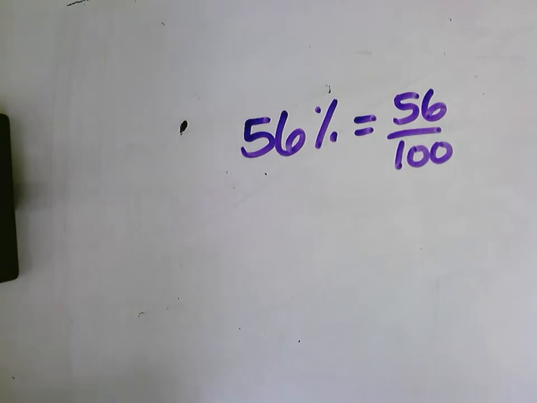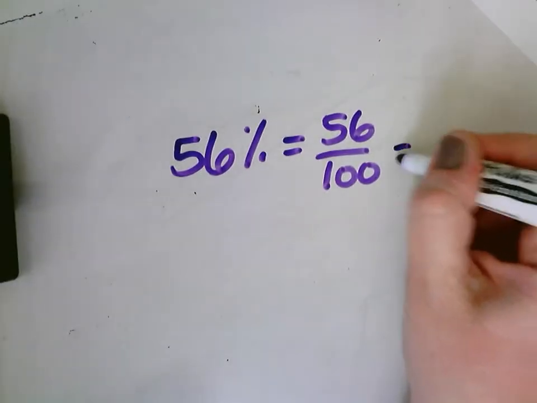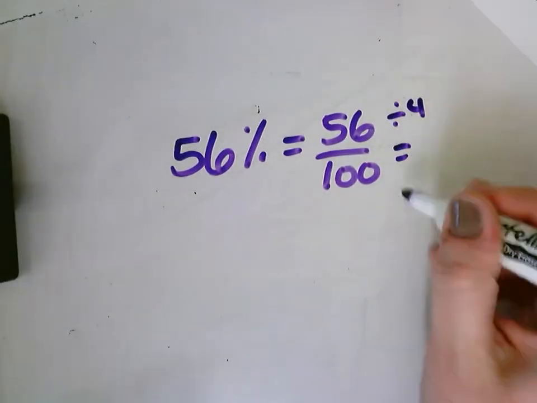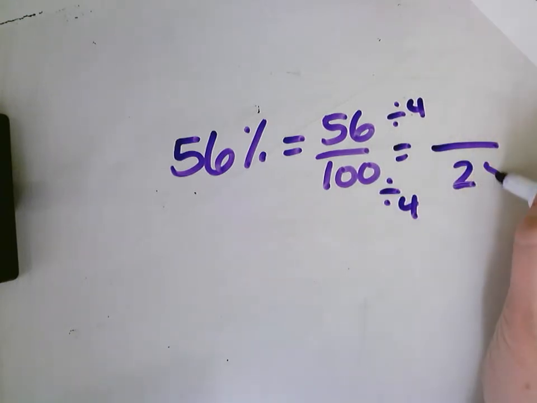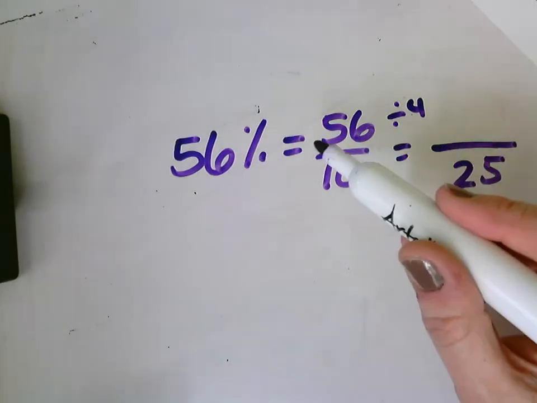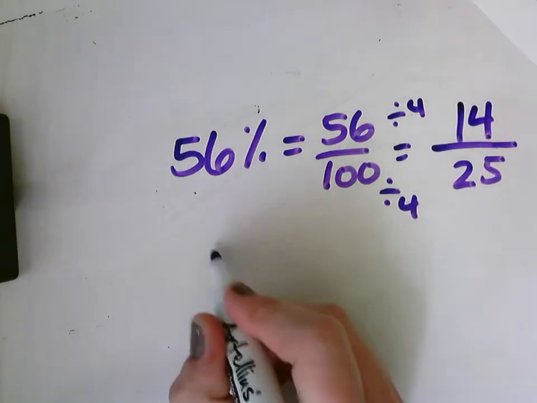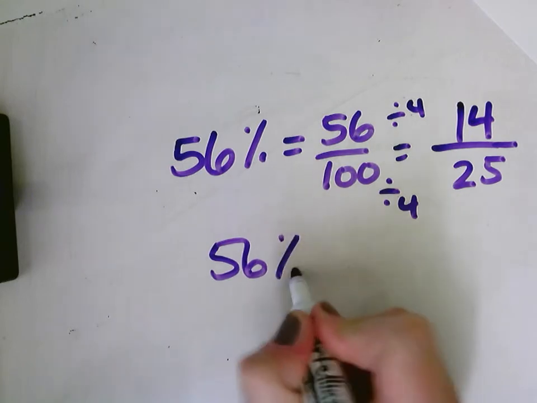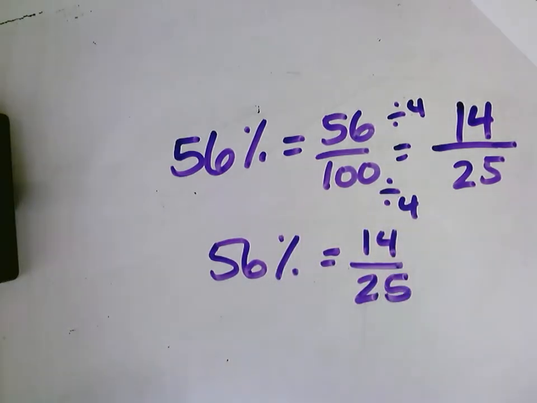Then, to simplify, I would think, well, okay, do 56 and 100 have any similar factors? They do. I can divide 4 out of each of these. 100 divided by 4 is 25. Think about quarters. 4 quarters makes 100. And 56 divided by 4 is 14. So I would have 56% is equal to 14 25ths in simplest form.